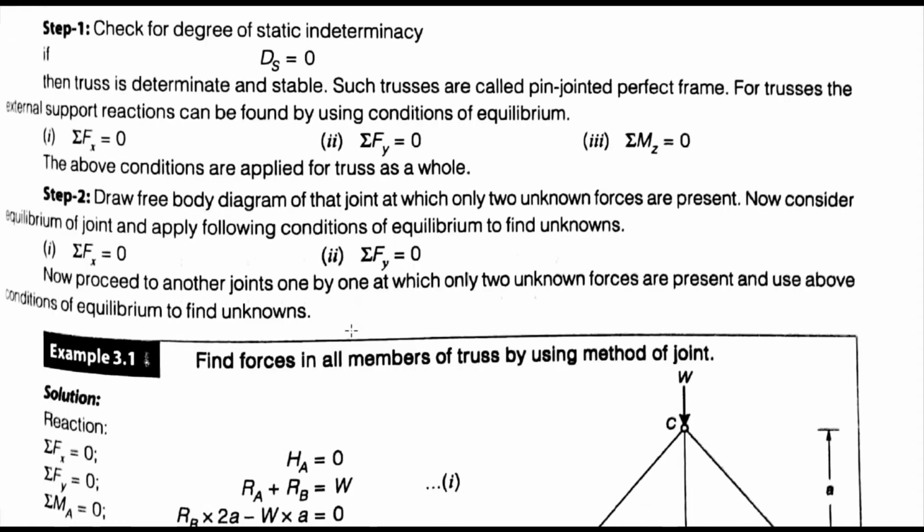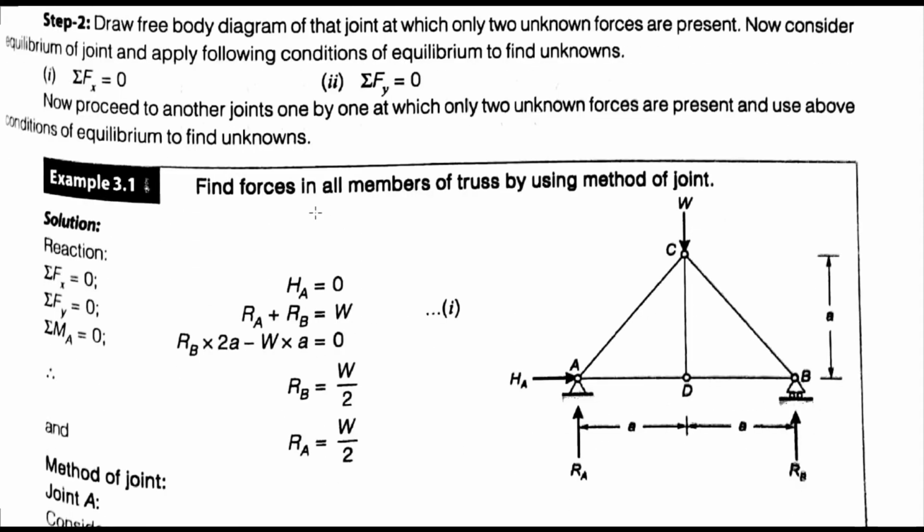So let's quickly solve some examples on method of joints. Find the forces in all members of the truss using method of joints. This is a truss with a hinge support here, having one horizontal reaction and one vertical reaction RA. This is a roller support, having reaction RB, since a roller support has only one vertical reaction. This is joint C, and load W is acting over it. The distance CD is a, AD is a again, and DB is a.